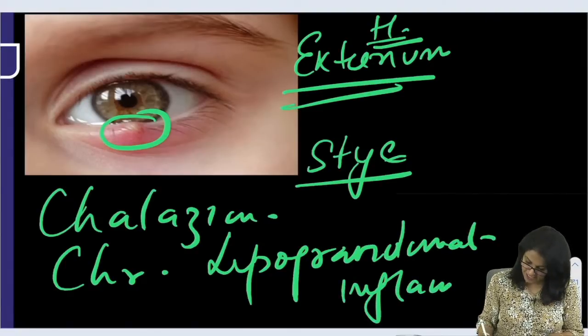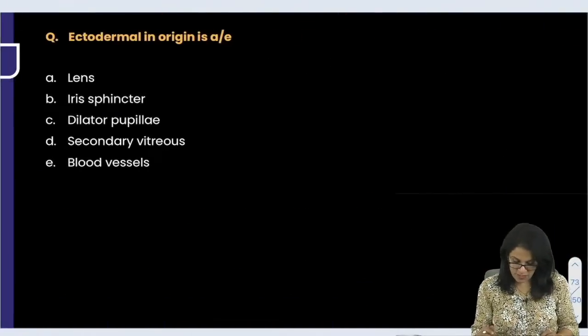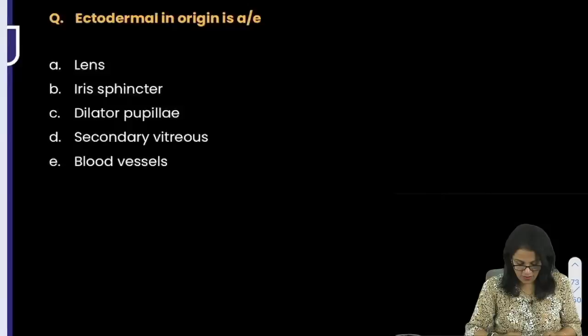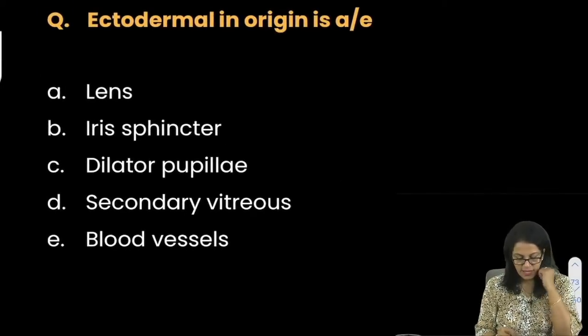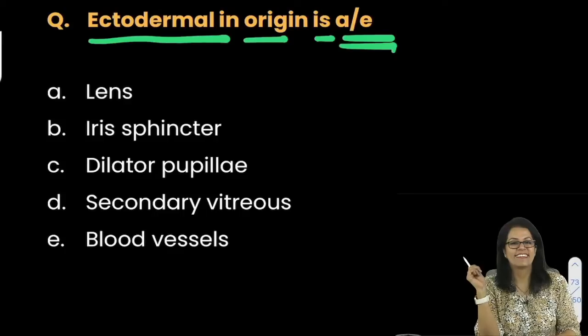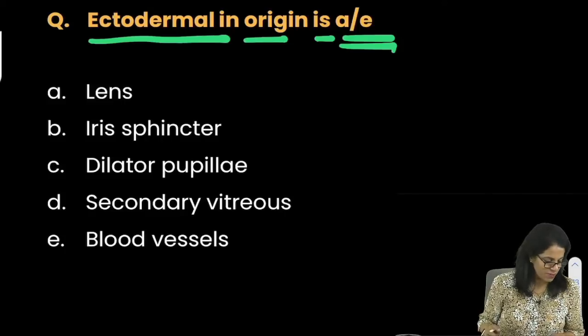Okay, can we move further? Chalo, we have some more interesting things to discuss. Come to this one. Of course, this embryonic development you all must have done. What is derived from what? Can you answer this one? Listen to the question. Ectodermal in origin is all except. Answer me. Ectodermal in origin is all except. What should be your answer?